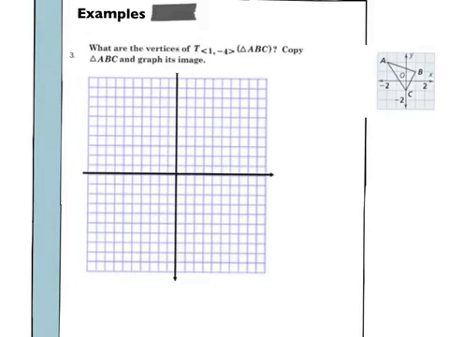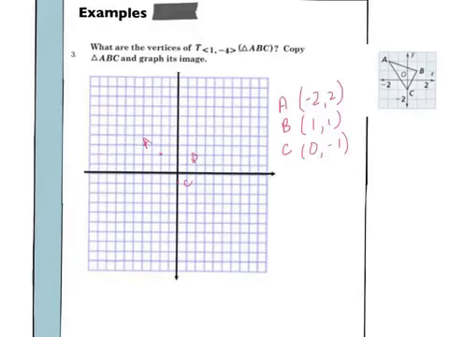So here's our final example, question number 3. It says, what are the vertices of translation T1, -4? Again, they want us to copy it and graph it. Here you can see I've graphed the points. I'll connect them now. I've actually written the points over here as well so we can see what's going to happen to them. So let's go ahead and do what we normally do and go to the right 1 and down 4 for each point. There are 3 points, and let's connect them.